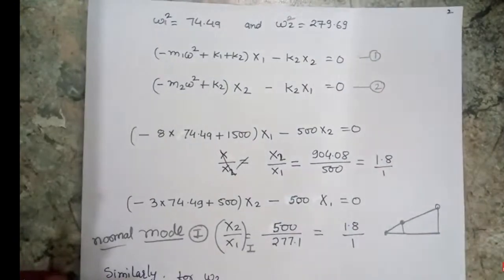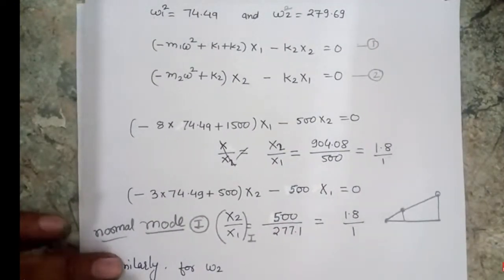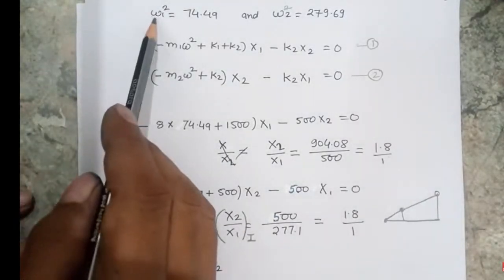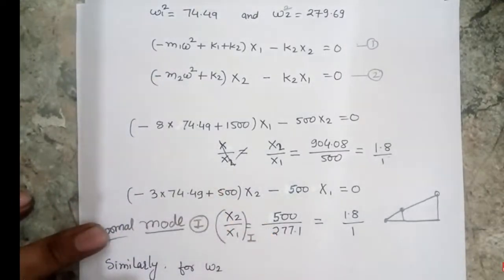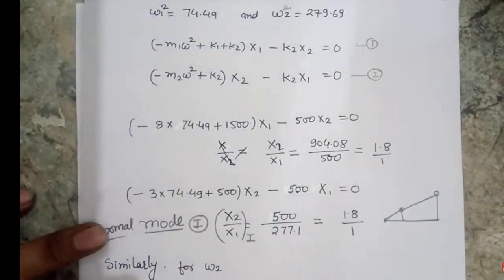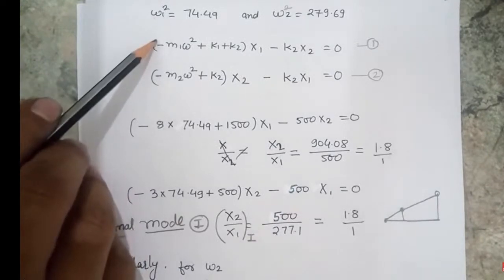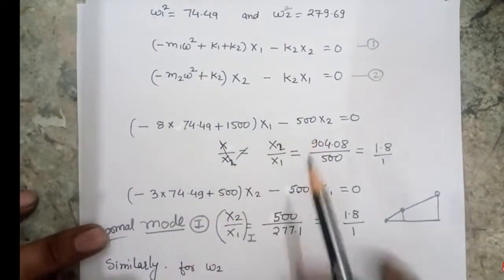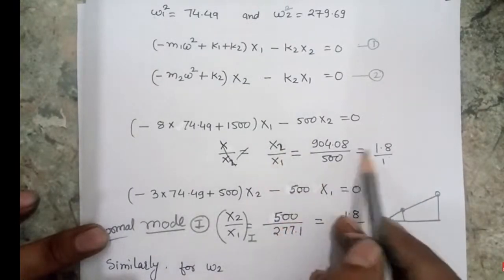So here I have two governing equations. Now the question arises whether I should put the omega value in the first equation or in the second equation. But let me tell you that both equations will give the same result, and we can check here. So for checking, I am putting the omega 1 value into my first equation and I get this expression, and when I solve it, I get a ratio X2 by X1 equal to 1.8.